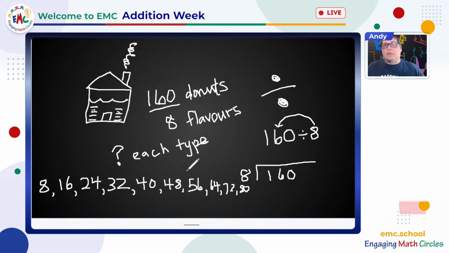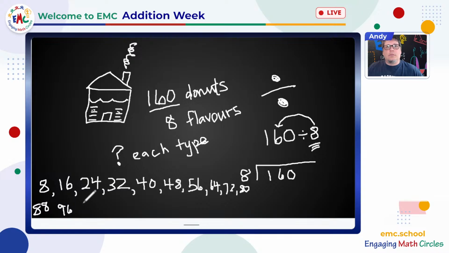80, 88, yeah, I know. This is the way we do it. This is how you can divide. If you don't know how to divide, you just count by the number at the end that you're dividing by. 88, 96.